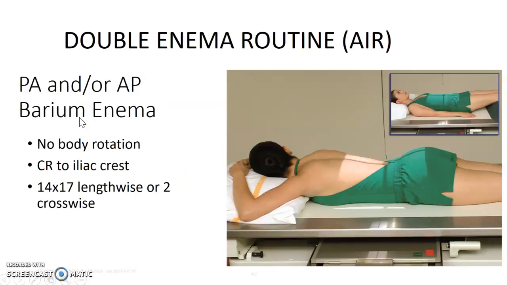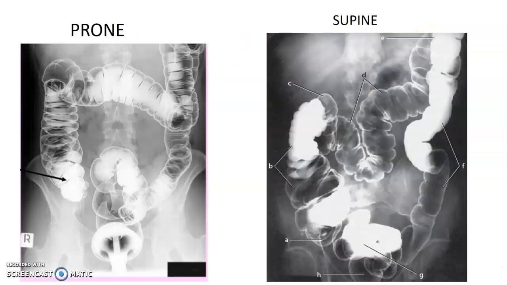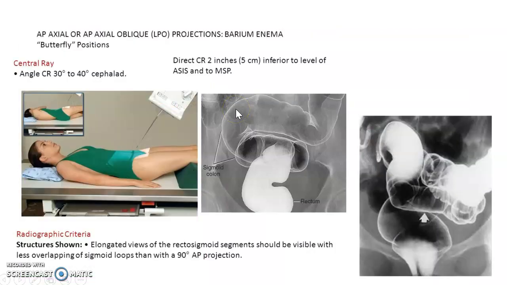So double enema routine, remember double is air. You're either going to do PA and AP. Most often we just do AP. Remember, just like KUB, if your patient is slim and slender, you can center right to iliac crest. If they're a larger, wider patient, you do two crosswise. If they're even bigger than that, you might have to do the four quadrants. Just like KUB, get all your flexures all the way down to the rectum. So prone and supine. So supine, air in the transverse, prone, barium in the transverse.